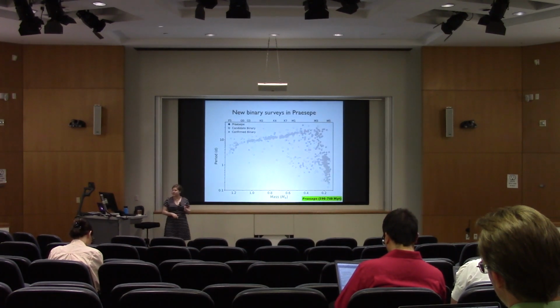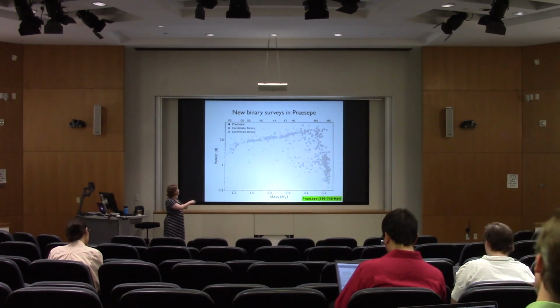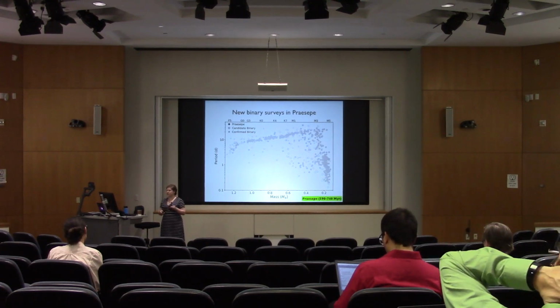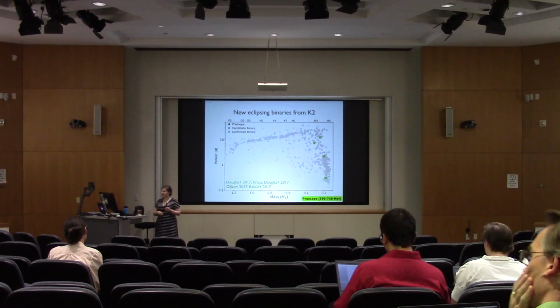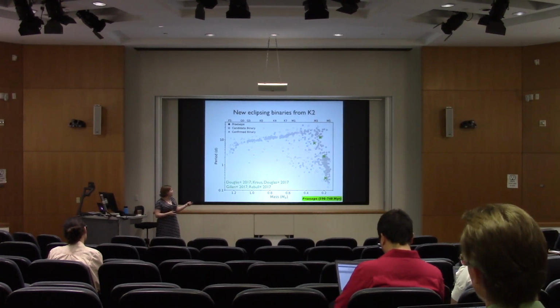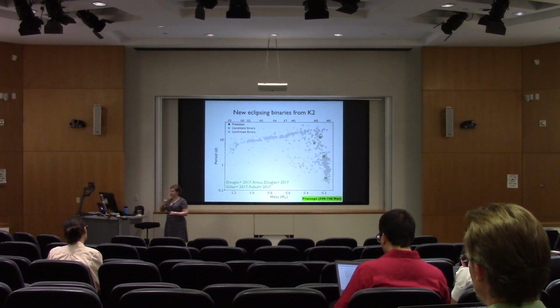So in Praesepe, for example, we have a bunch of ongoing studies. So this is just, gray background is just all the rotation periods that we have so far. Circles, candidate binaries, crosses confirmed. So K2 has brought us new eclipsing binaries. Many of them are M dwarfs, which is really great for calibrating stellar properties.